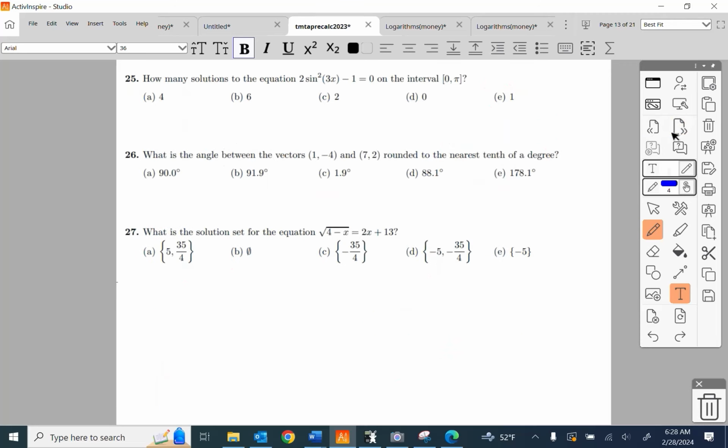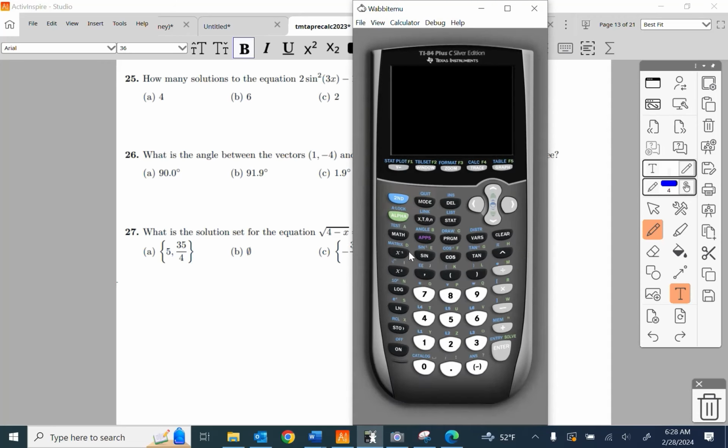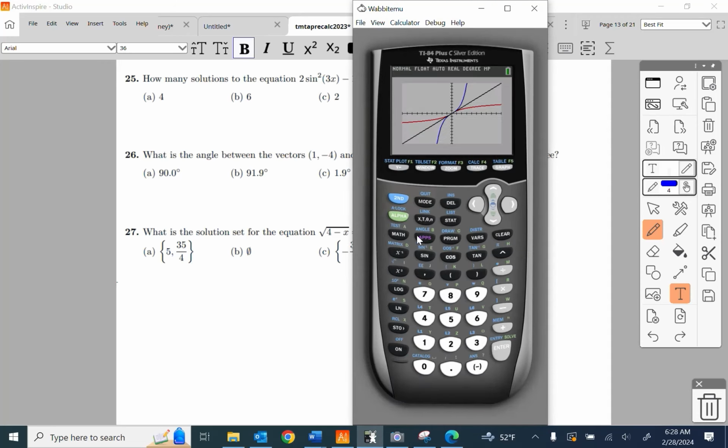Okay, good. How many solutions to the equation 2 sine squared 3x minus 1? You can do this on the TI-84. Putting it in is a little interesting. First off, you've got to make sure you're in radian mode. That's a big deal. All right, off to y equals.